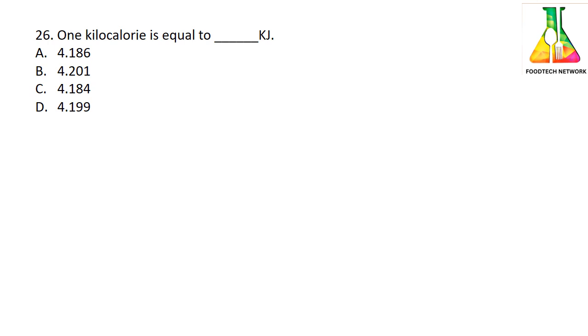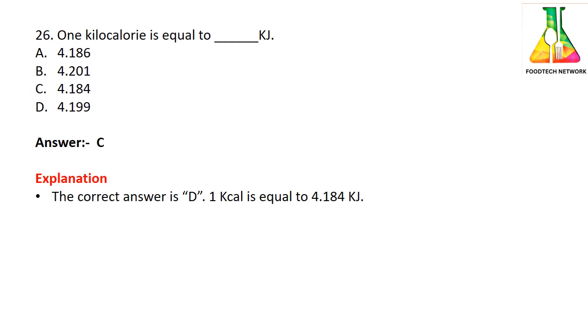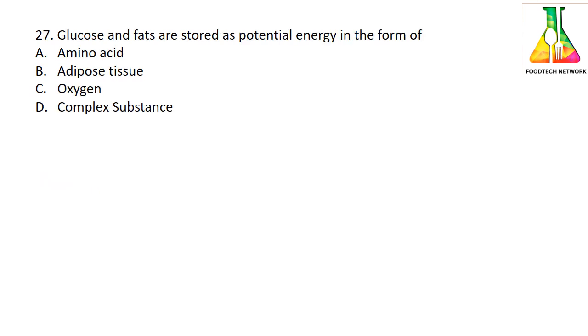Question number 26. 1 kilocalorie is equal to dash kilojoule. Option A 4.186, option B 4.201, option C 4.184, option D 4.199. C, that is 4.184 kilojoule is equal to 1 kilocalorie.